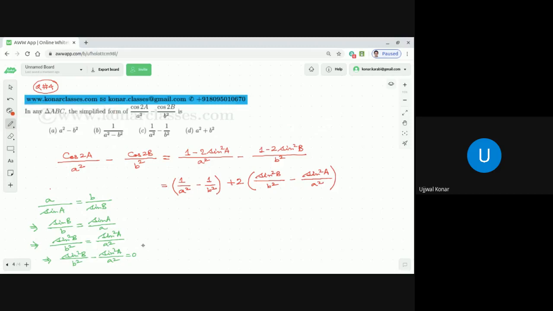Now we can apply this value here. So what we finally are going to get? 1 by a square minus 1 by b square plus 2 into 0. So we get 1 by a square minus 1 by b square, and eventually we get the correct option as option C. Any smallest doubt, dear students, please feel free to ask me. Never hesitate. Just see the way this problem has been solved.